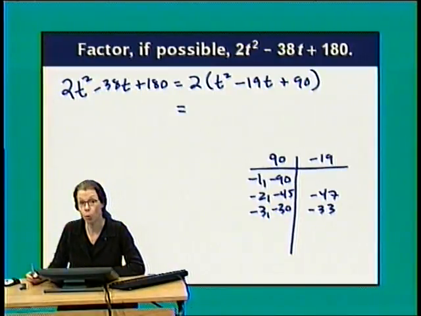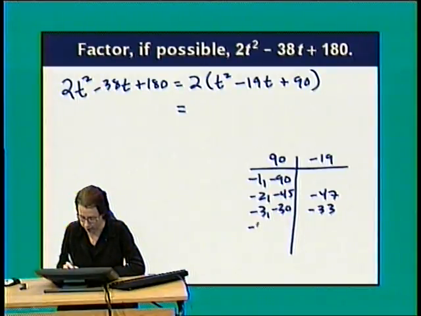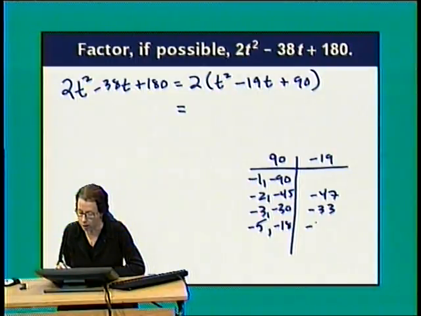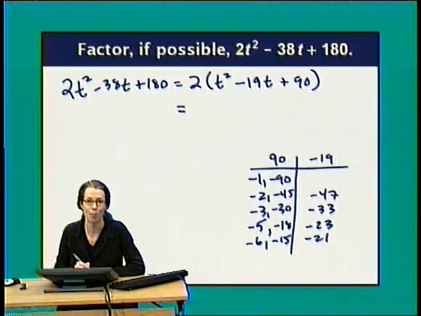4 doesn't go into 90 evenly. How about 5? Well, let's see. 5 goes into 90 18 times. That's not going to work either. How about 6? Negative 6 times negative 15? Well, I'm getting closer to that sum of negative 19, but I'm not there yet. 7 doesn't go into 90 evenly. 8 doesn't go into 90 evenly.